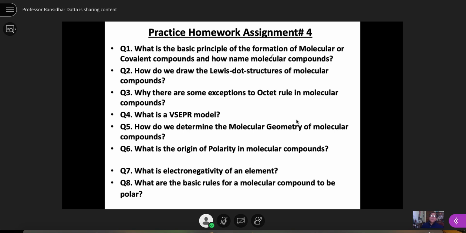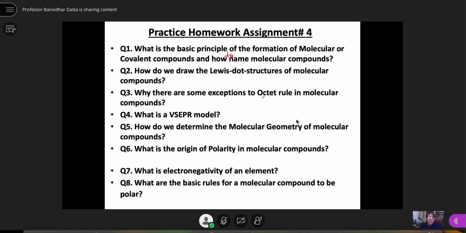What is the basic principle of the formation of molecular or covalent compounds, and how to name them, how to name molecular compounds. How do we draw the Lewis dot structure of molecular compounds? We talked about it in detail, and you must know, right? Those will be in the test, no doubt about it.